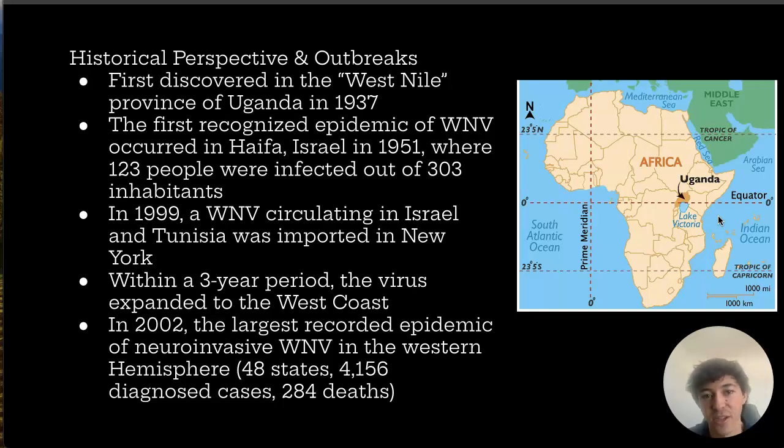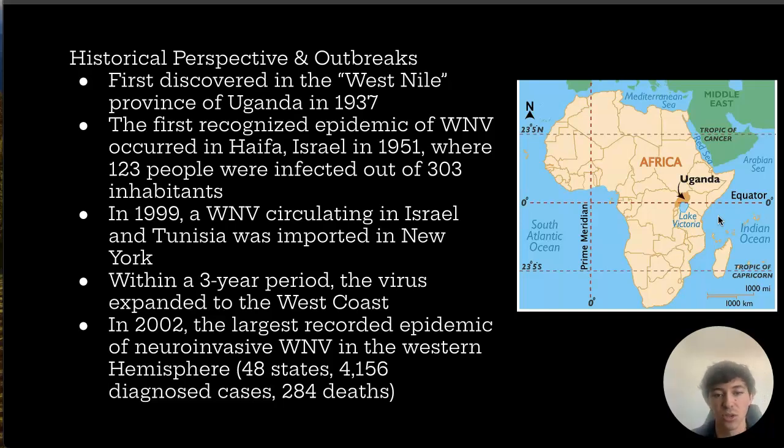Uganda is where it was first discovered, in the West Nile province, which is the northwest region of Uganda, hence the name West Nile. It was first recognized as an epidemic in a small town in Haifa, Israel, where 123 people were infected out of 303. And I talked about this a little earlier, but in 1999, a West Nile virus circulating in Israel and Tunisia was imported into New York.